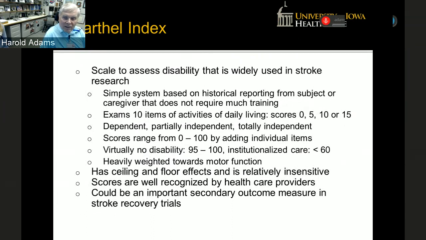Now, one of the nice things is that it does test things that are important, such as being able to climb a flight of stairs, or being able to go to the toilet on their own, or being able to eat on their own. Unfortunately, it's relatively insensitive. Still, healthcare providers understand what this means, and it can be an important secondary outcome measure in stroke recovery trials.